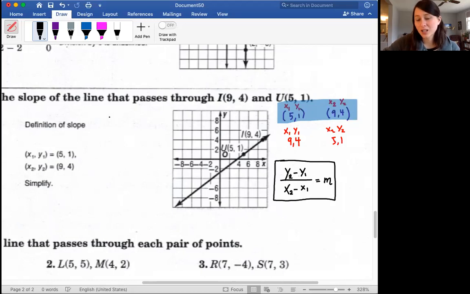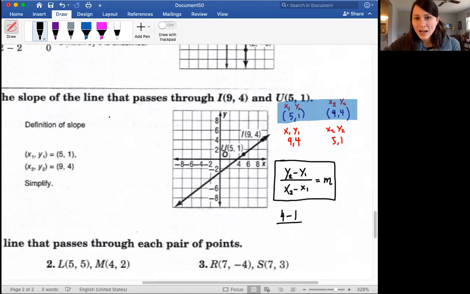Now you just are, I guess, in some way simplifying it, where you're labeling your information and then plugging it into the equation. So using this blue highlighted part, y2 would be 4. So see how I labeled this? y2 is 4. So I do 4 minus, and then y1 is 1. So I would do 4 minus 1.